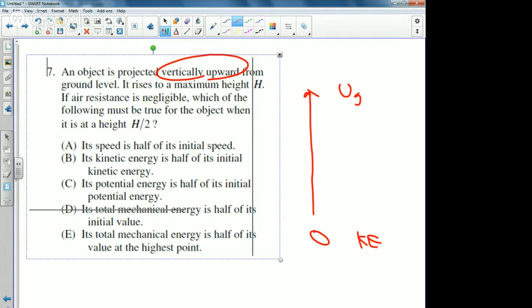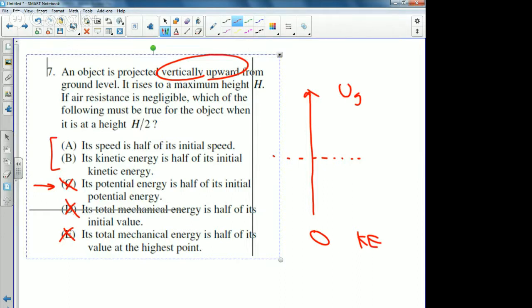So because of that, choice C would be incorrect. Well, halfway through, it does have half the potential energy as compared to the top. But initially, how much potential energy did it really have at the bottom? 0, which is why C is incorrect. Okay? Total mechanical energy is kinetic plus potential. For the most part, that always stays constant. Can't be D or E. So in this case, it can only be either A or B.